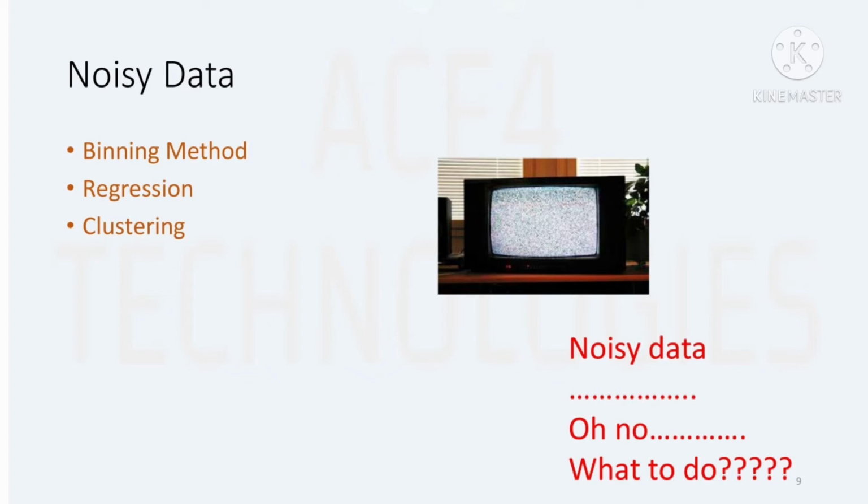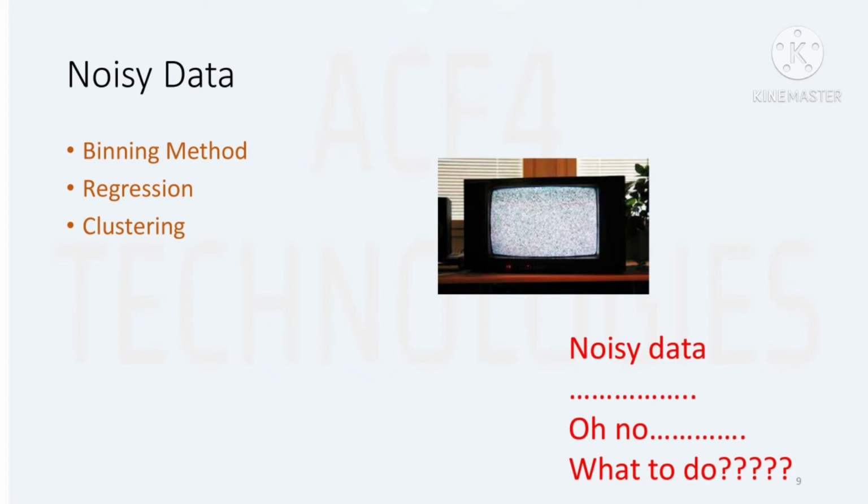Now what is this binning? This method works on sorted data in order to smooth it. The whole data is divided into segments of equal size and then various methods are performed to complete the task. Each segment is handled separately. One can replace all data in a segment by its mean, or boundary values can be used to complete the task.